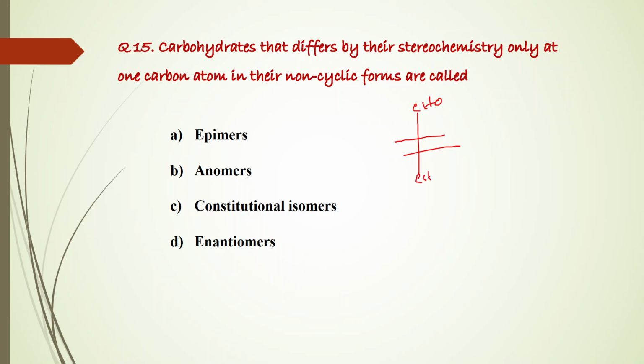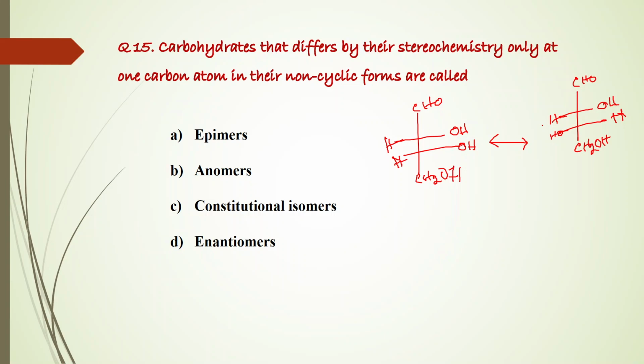Suppose this is our structure, with H and OH. Now you are changing the stereochemistry of only one carbon center. Suppose I am changing it to OH and H. Other things are remaining the same. So what do you call them? What is this type of structures known as? This pair of structures are known as what in case of carbohydrates?